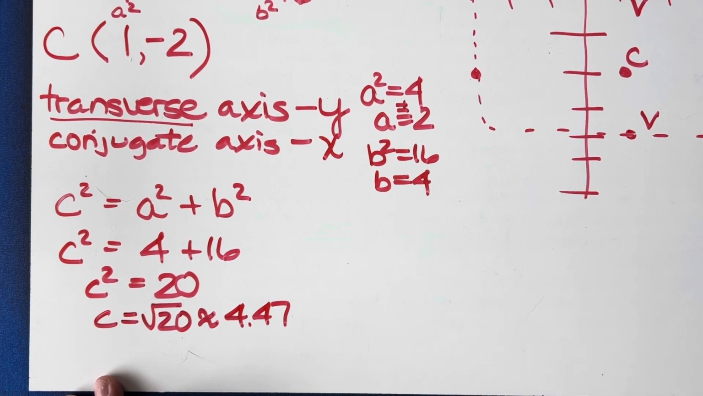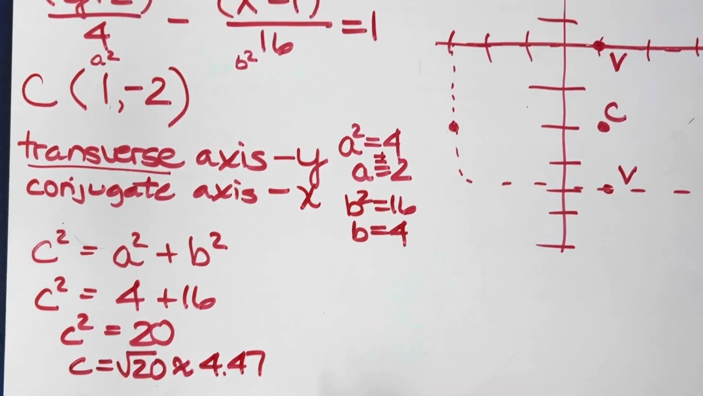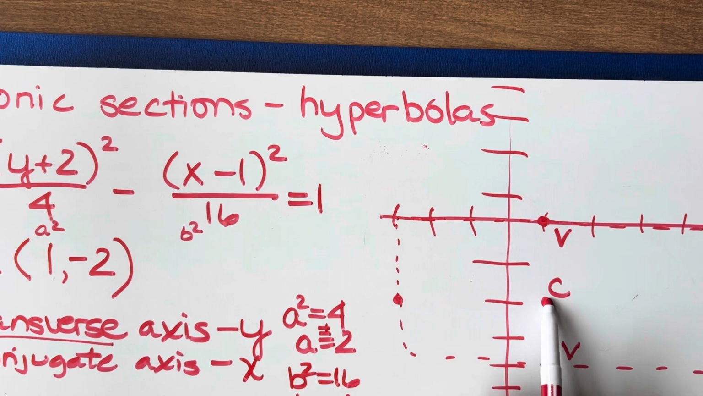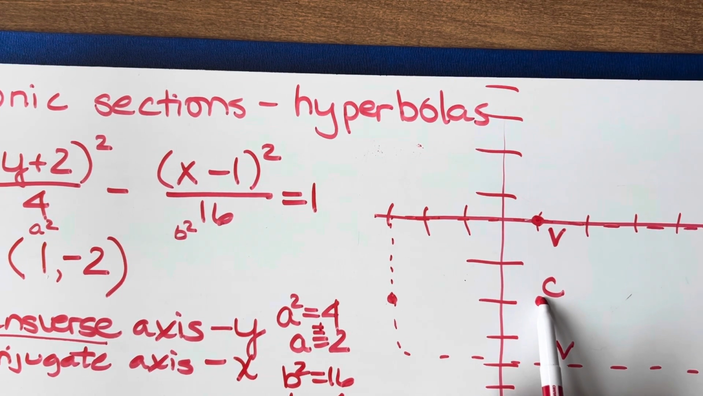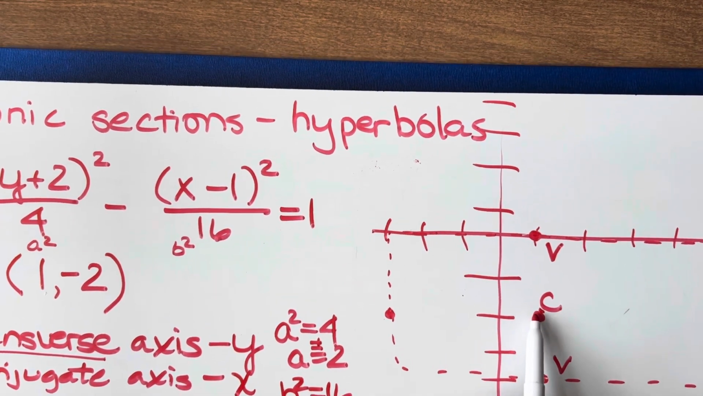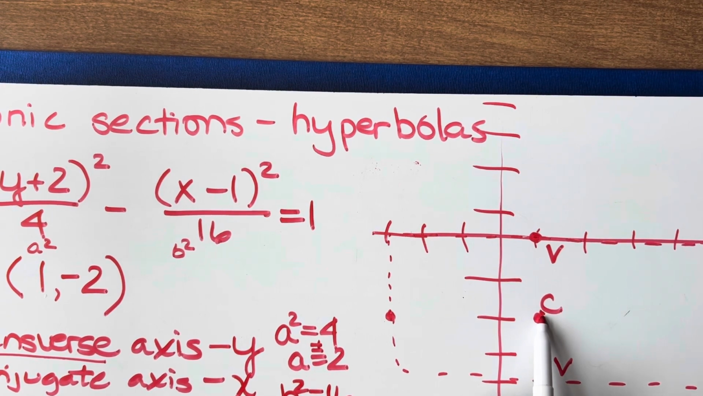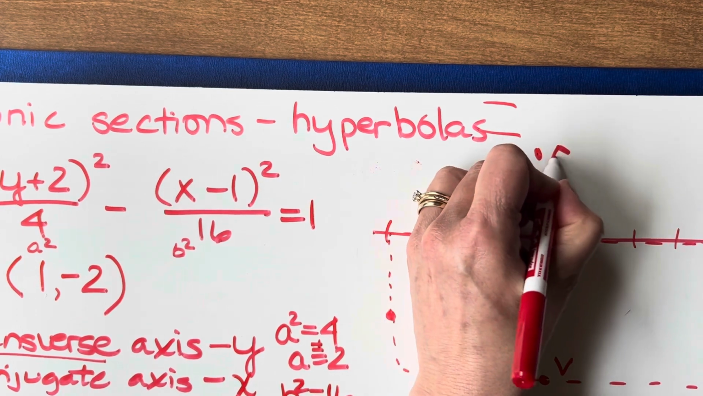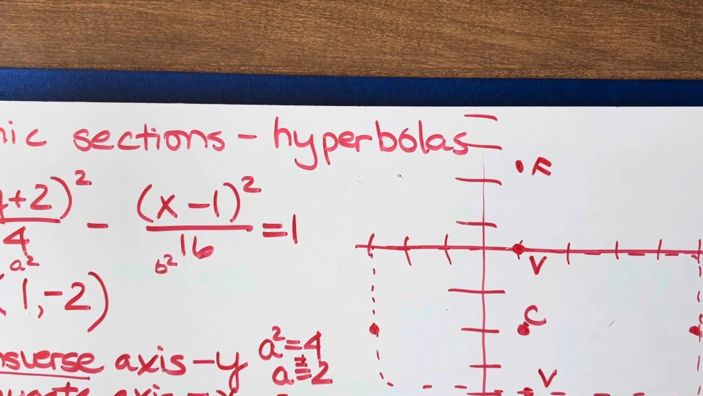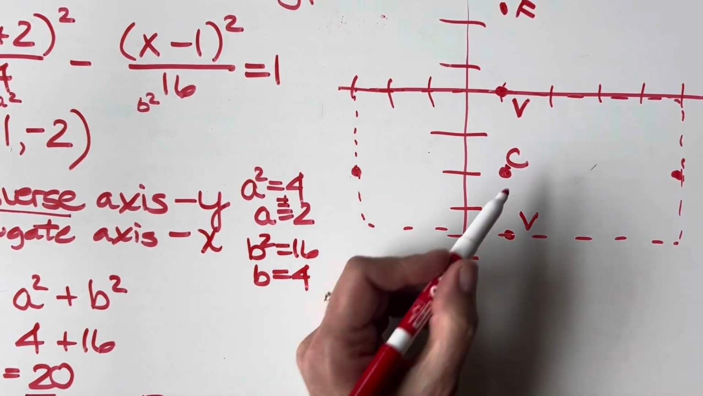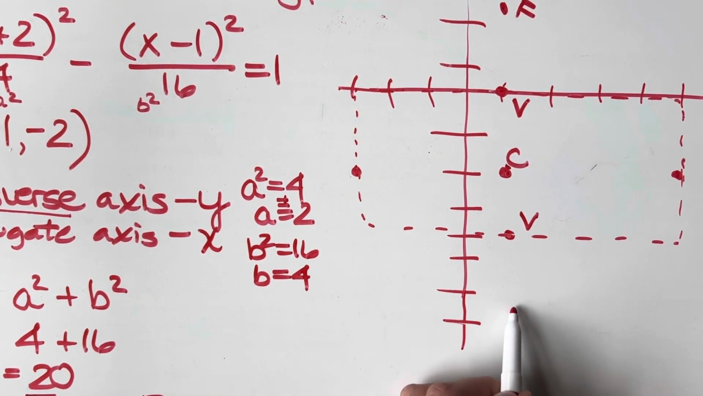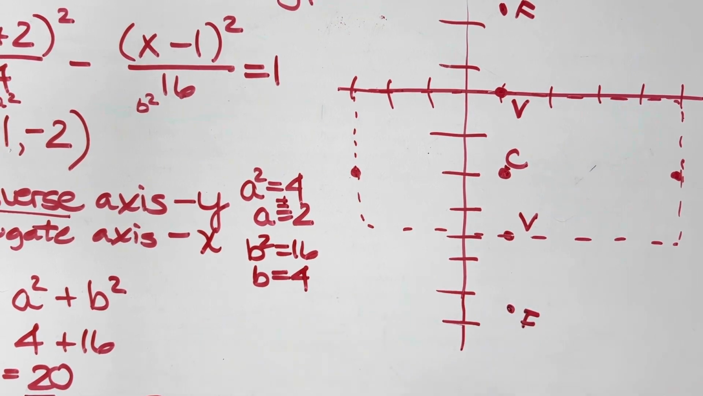So what I'm going to do now is put the C value also on my graph. And so what happens here is I'm going to start at the center. I'm going to go up almost 4.5, and I'm going to go down almost 4.5. So 1, 2, 3, 4.5. There's one focus. And then I have to do the same thing from here down: 2, 3, 4. I'll extend this a little bit so I can get this other one here.